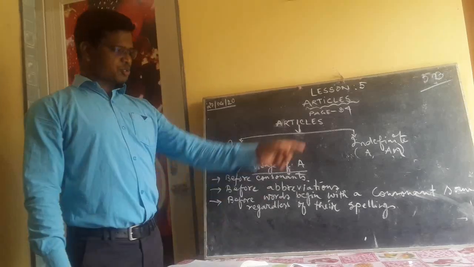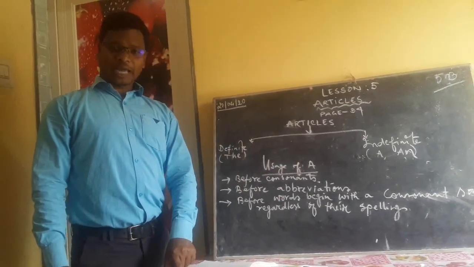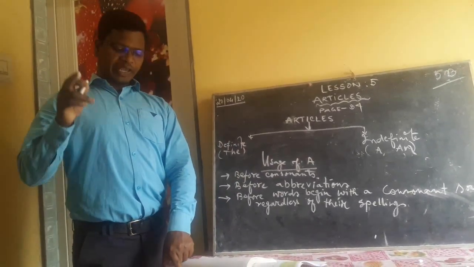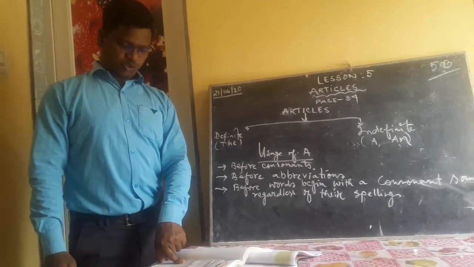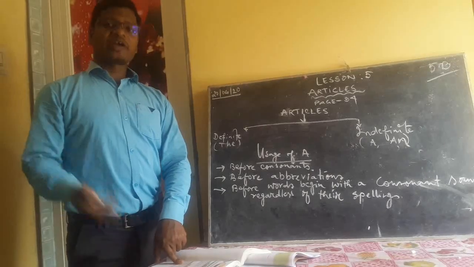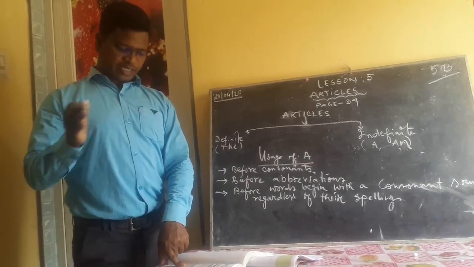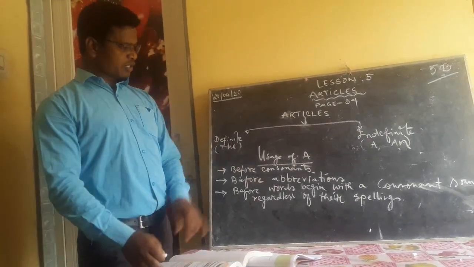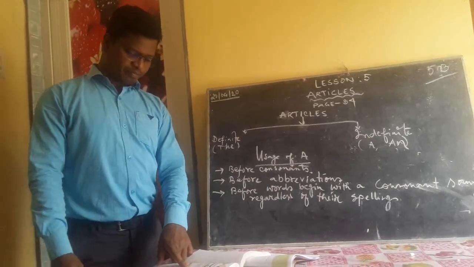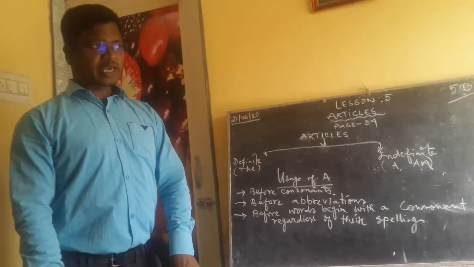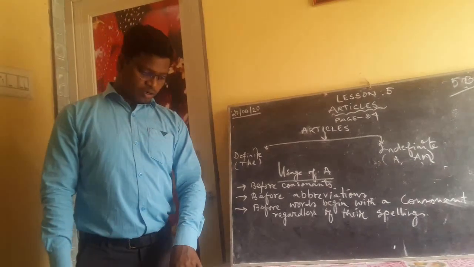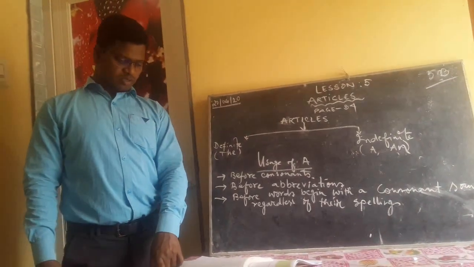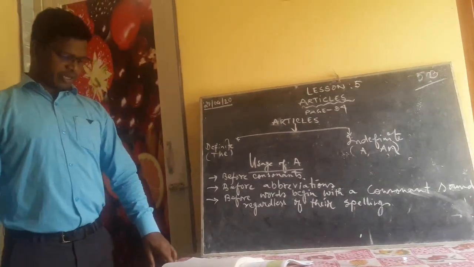Now, the choice between a or an depends on the initial sound of the word before which it is used. Just like a boy, an intelligent boy, a very intelligent boy. The first one, the usage of a: we can see a is used before consonants, whereas an is used before vowel sounds. And one more thing is there.